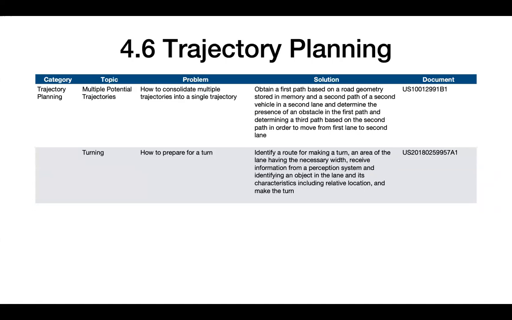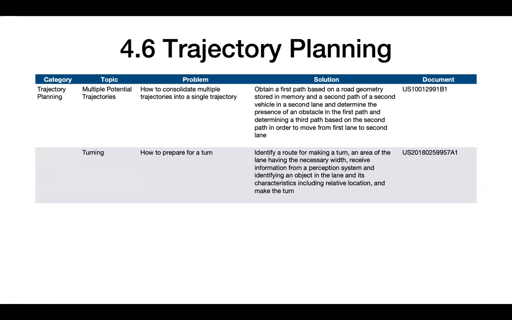So here's a good one. Multiple potential trajectories. How do I consolidate multiple trajectories into a single trajectory? Obtain a first path based on the road geometry stored in memory and a second path of a second vehicle in a different lane, and determine the presence of an obstacle in your path, and determine a third path based on the other vehicle's path, plus the fact that you have to get out of your lane. So in other words, something's in your way and a car is coming in the adjacent lane. You have to plan a new trajectory as a result.